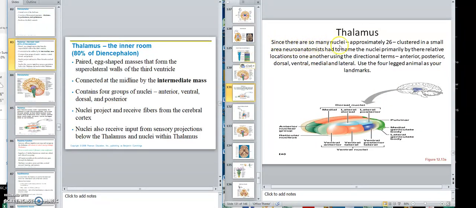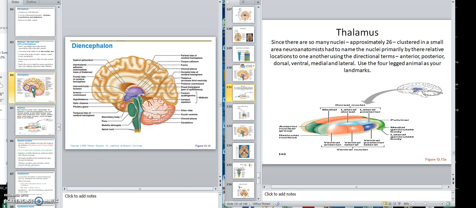Since there are so many nuclei, approximately 26, clustered in a small area, neuroanatomists had to name the nuclei primarily by their relative locations. It's a lot of nuclei, each of these colors, so they kind of group them. We're not going to name all of them because this is not a detailed neuroanatomy course, but the nuclei receive input from sensory projections below the thalamus and nuclei within the thalamus. Okay? That's the picture of these nuclei.